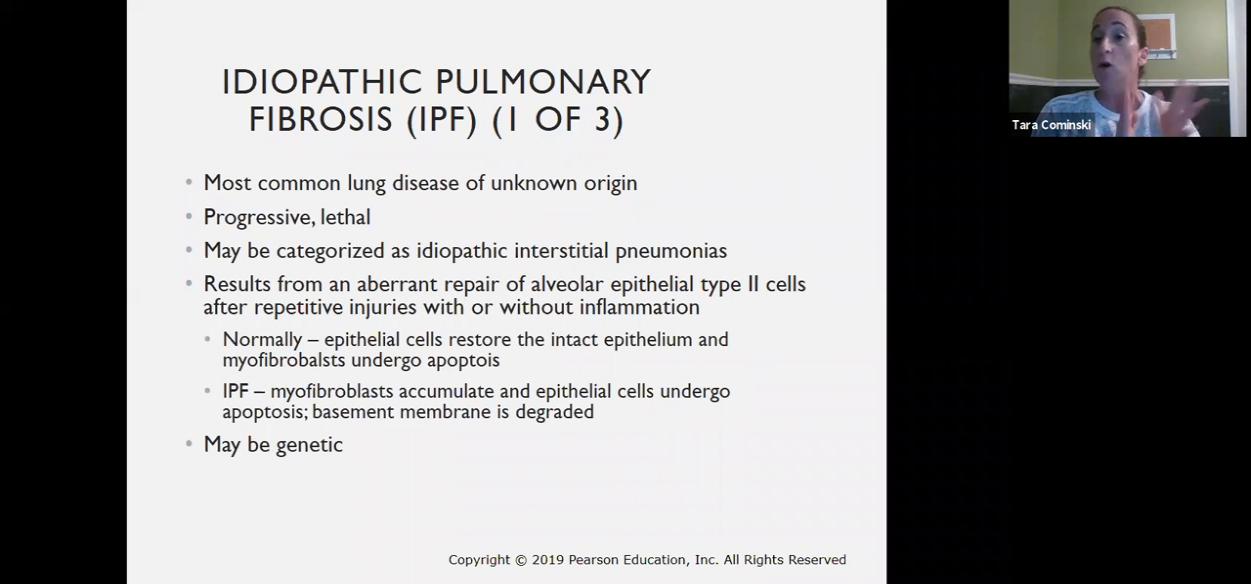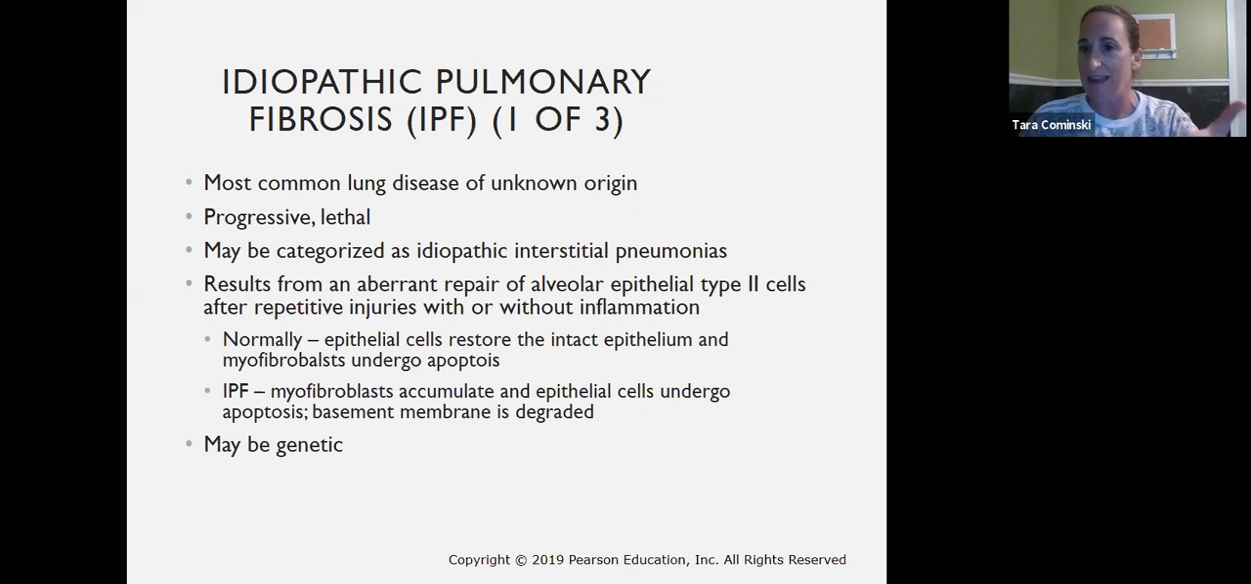This disease here, we don't know what causes it. But apparently it is the most common lung disease of unknown origin, okay? It is progressive and it is lethal, okay? So it's actually pretty nasty.